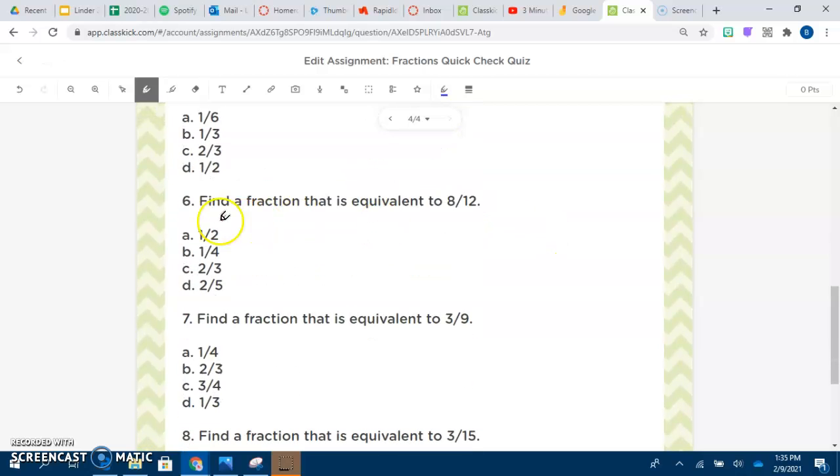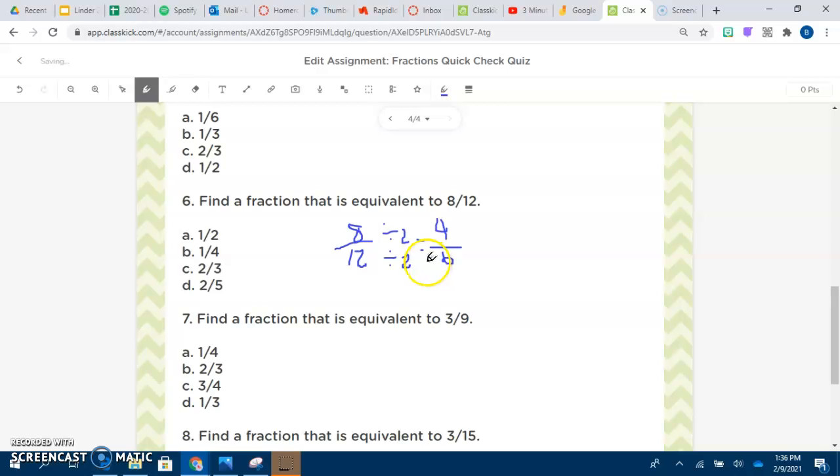I'm going to go down to 6. It says find the fraction that is equivalent to 8/12. So I'm not even looking at the answers. I'm just seeing what I can figure out on my own. Well, I know 2 can go into both of them, so I could divide both by 2 and we'll start there. 8 divided by 2 is 4. 12 divided by 2 is 6.